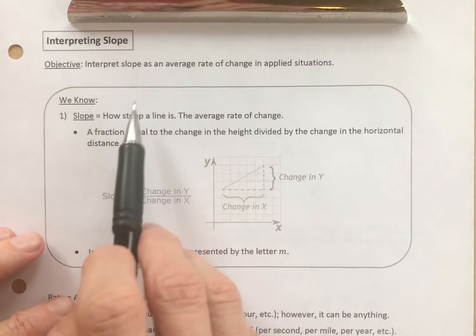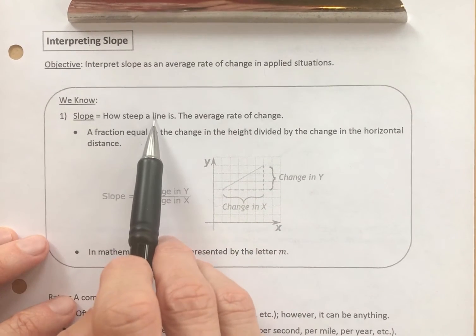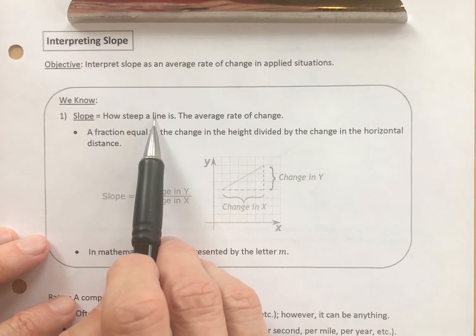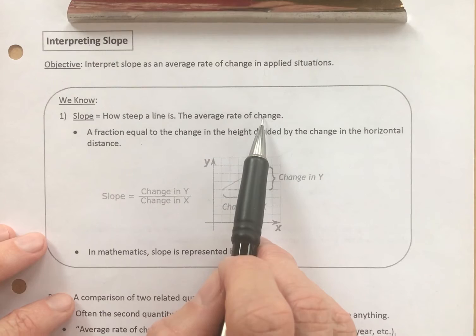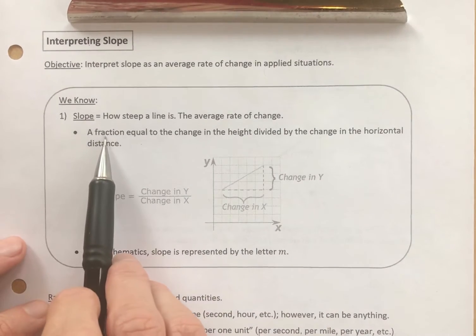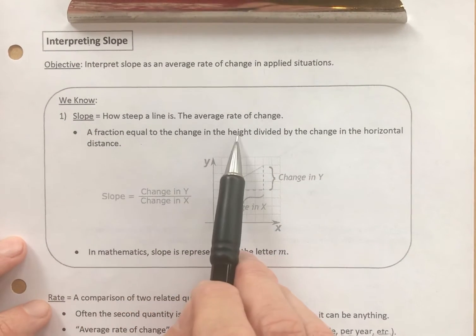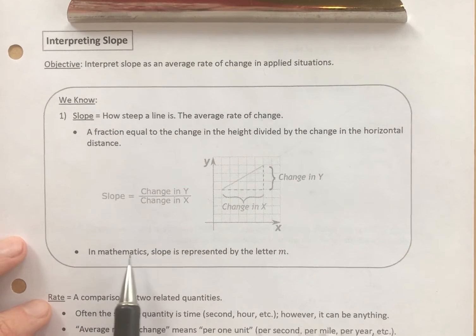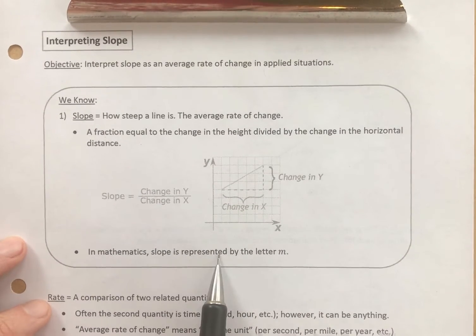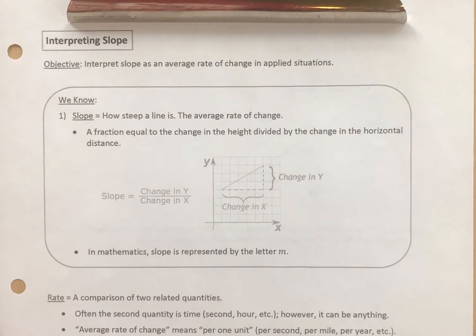So again, we know that slope is how steep a line is, and another way to define it is the average rate of change, which we're going to focus on here. Slope is a fraction equal to the change in the height divided by the change in the horizontal distance. And in mathematics, slope is represented by the letter m.